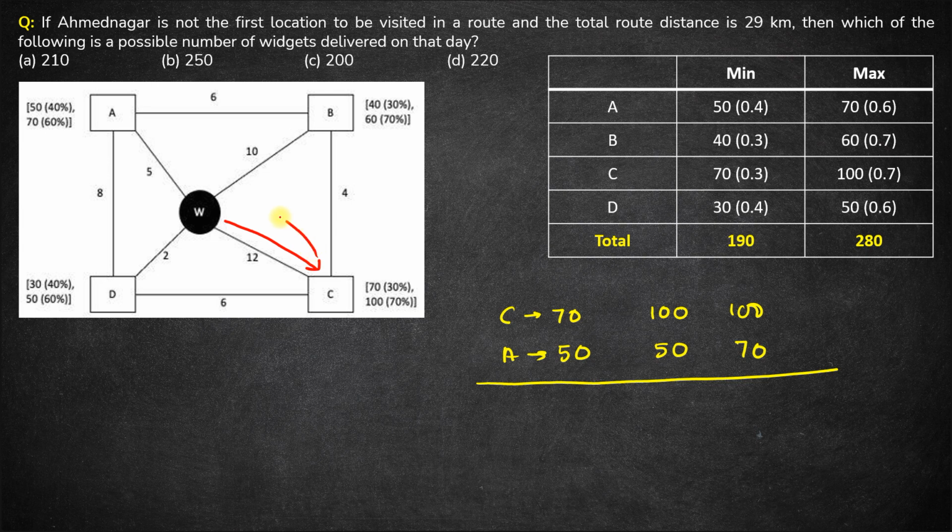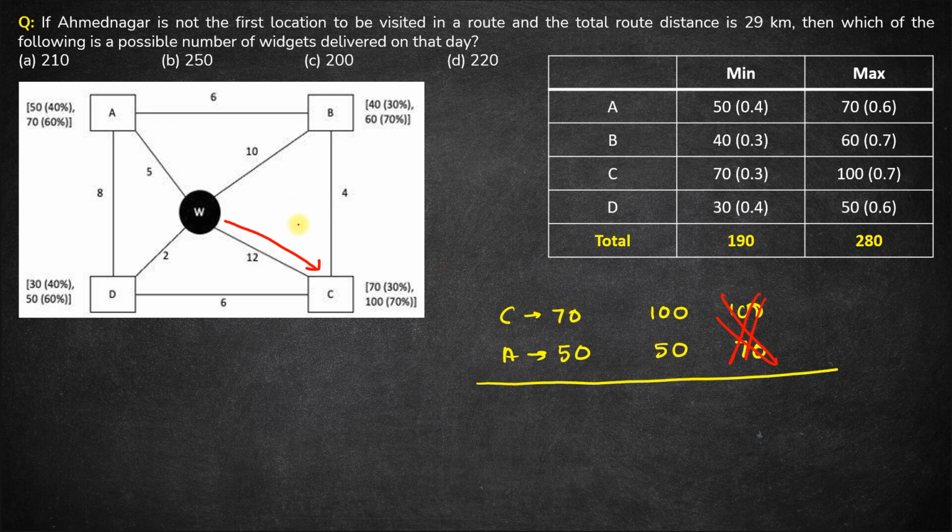And now can we go to A? After C, if we go to A, what is the total distance traveled? 12 plus 12 is 24. 24 plus 5 is 29. So we have already traveled 29 kilometers out of a total of 29. So from C we definitely cannot go to A, right? That means this demand is not possible.